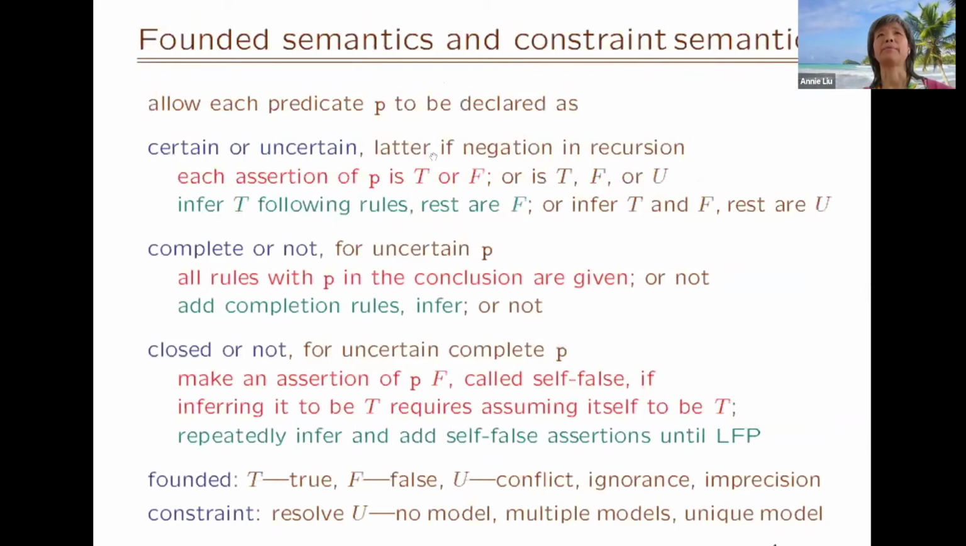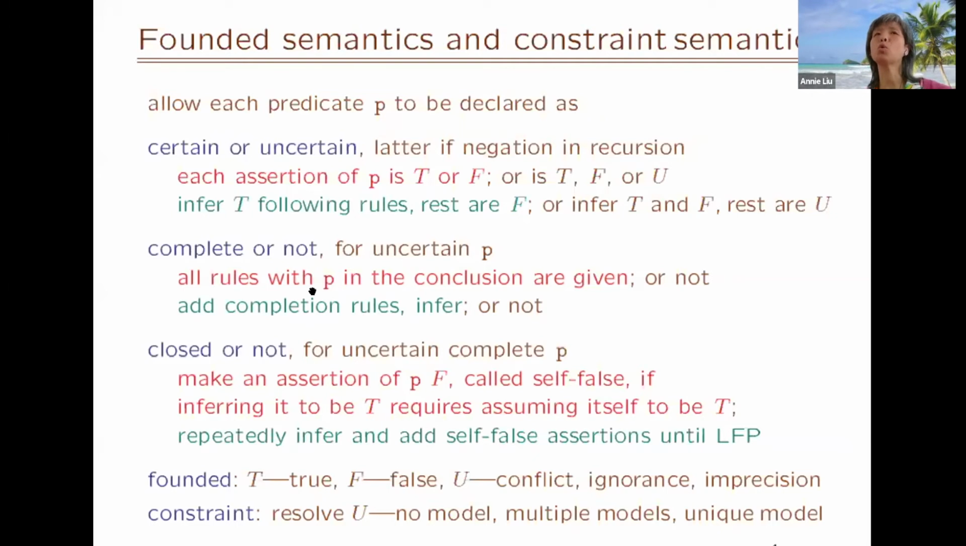So the basic idea is for each predicate, you can say a few things, binary choices, certain or uncertain. It has to be uncertain if you have negation in recursion. Certain means each assertion of P is true or false. So you infer the true, following the rules, and the rest are false. Uncertain means you can have undefined. So infer true, false, and the rest are undefined. Then for certain, you're done. For uncertain predicates, you can say it's complete or not.